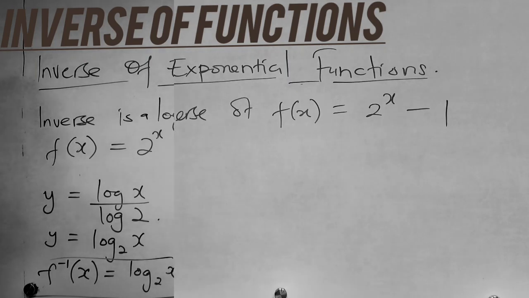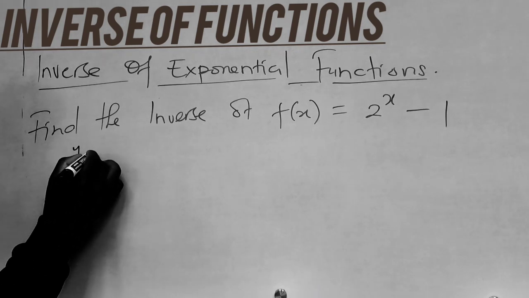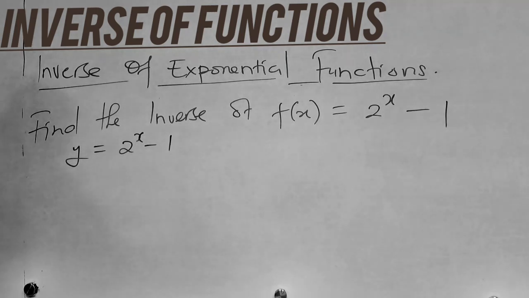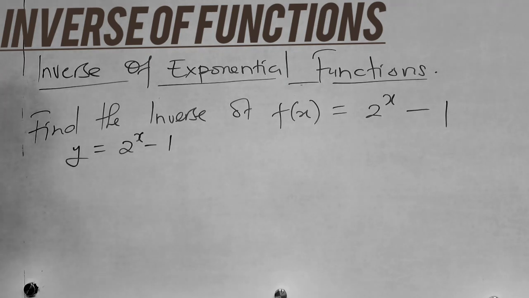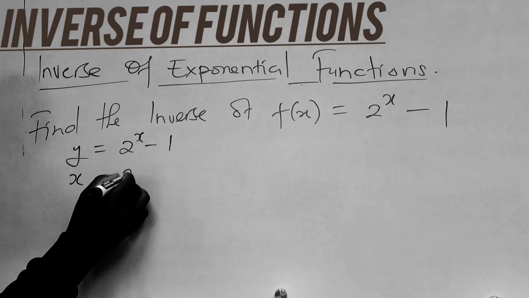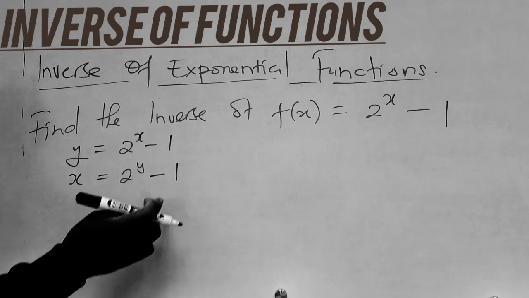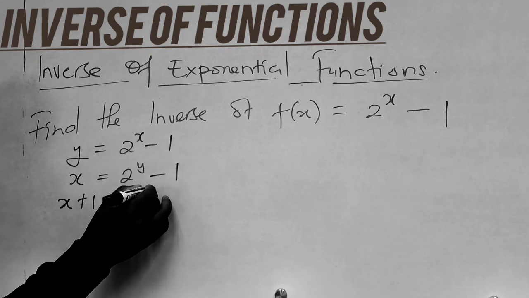This is an example. Find the inverse of f of x is equal to 2 power x minus 1. So first thing, we write it in the form of y. Y is equal to 2 power x minus 1. And from there, we need to interchange the variables. So this will be x is equal to 2 power y minus 1. From there, we want to make y the subject of the formula. So this side becomes x plus 1 is equal to 2 power y.